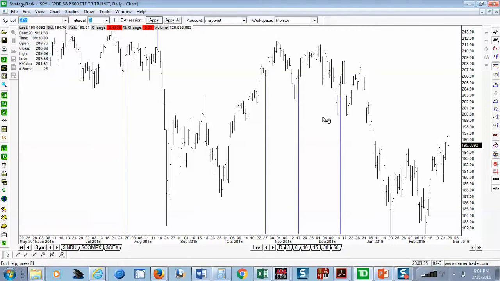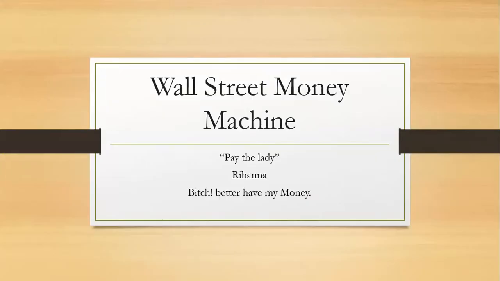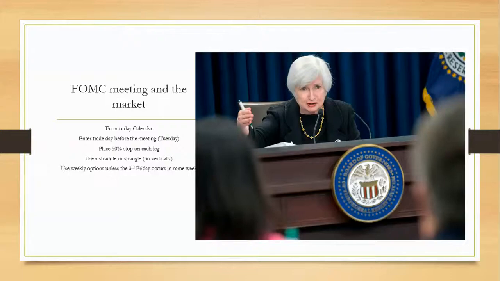So now, the easiest thing to do is to figure out exactly how to remember this particular strategy. So let's go over how we can remember this. Okay, so in a nutshell, that's the strategy, called the Wall Street Money Machine. I like to call it pay the lady, or if you're Rihanna, bitch better have my money. Whatever you want to call it, as long as you can remember it. So let's recap here, just to make sure you remember it.